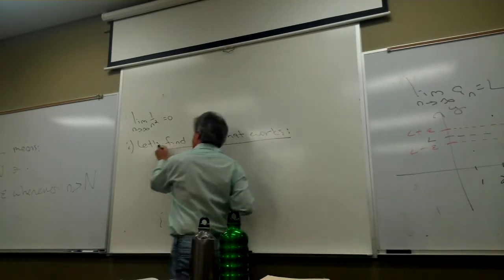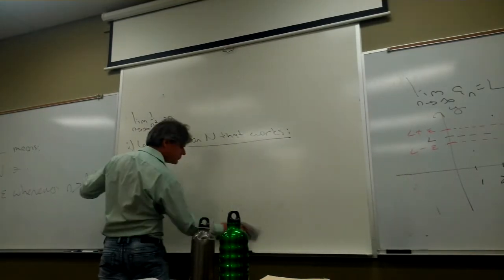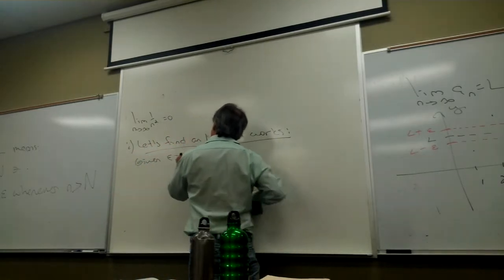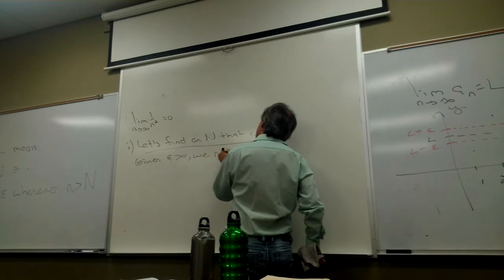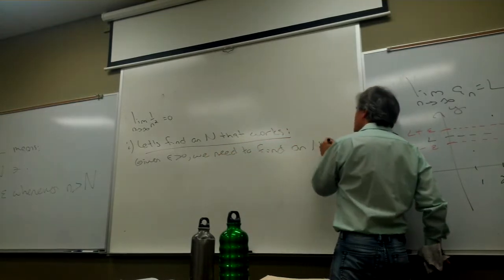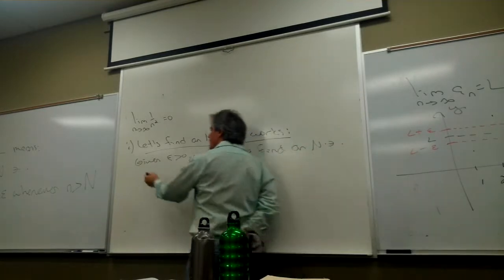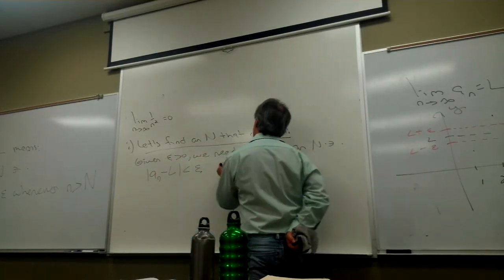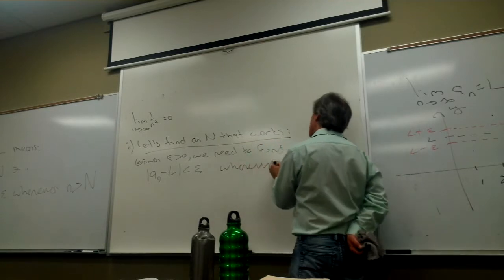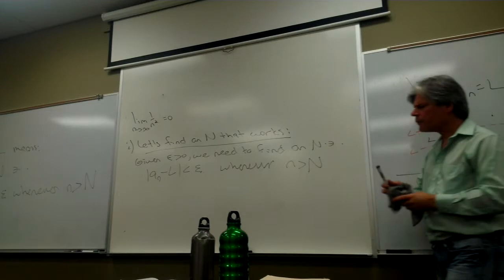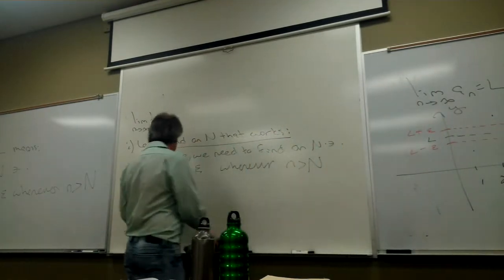In other words, given an epsilon greater than 0, we need to find an n such that in absolute values, the difference between a sub n and L is no more than epsilon units whenever I choose n big enough. But look carefully at how I'm wording everything. I'm saying, given an epsilon greater than 0.